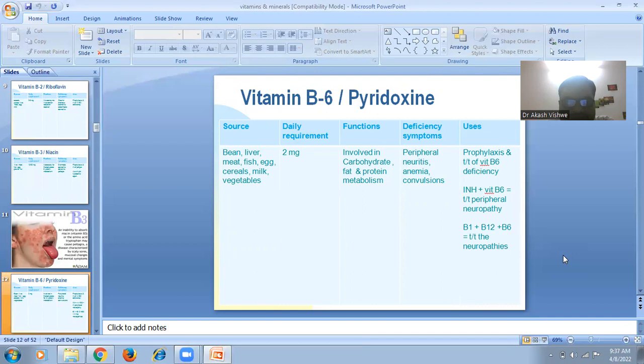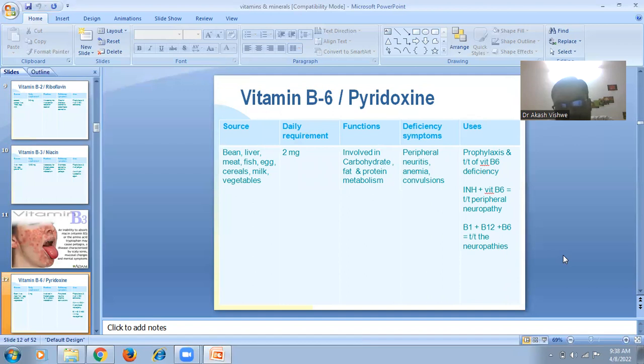Now, the another vitamin is known as pyridoxine, that is vitamin B6. The sources of vitamin B6 are bean, liver, meat, fish, egg, cereals, milk, and vegetables. The daily requirement of pyridoxine is 2 milligram. The functions of vitamin B6 are, it is involved in the carbohydrate, fat, and protein metabolism.